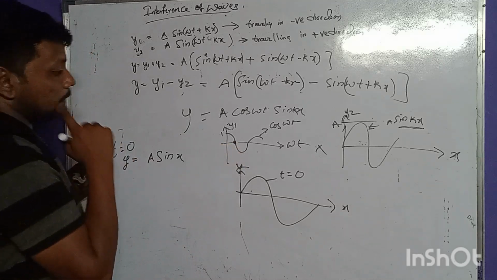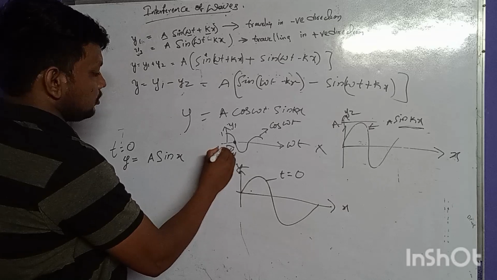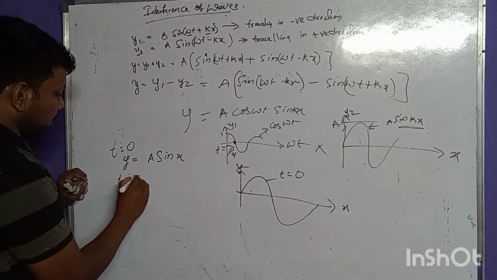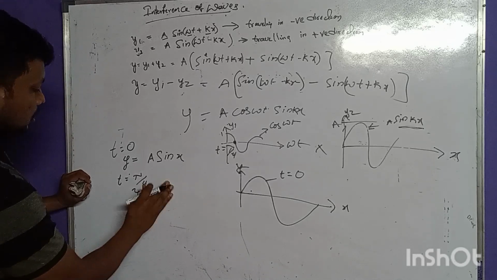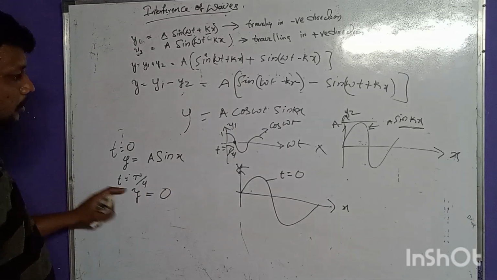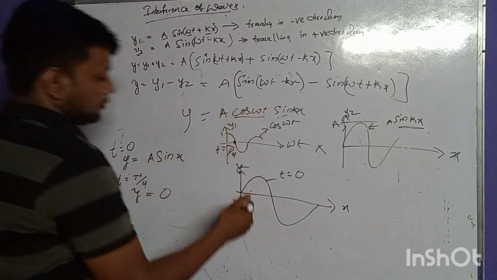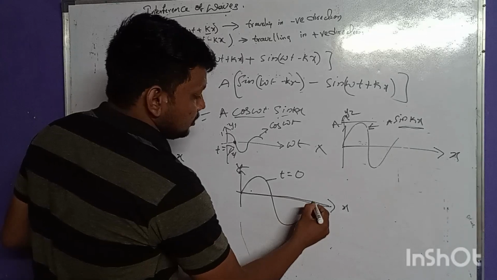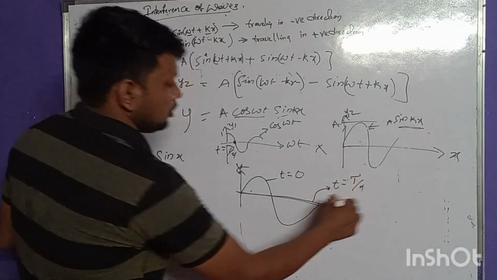Let's say this is t is equal to tau by 4. At t is equal to tau by 4, y is equal to 0. This is 0, and A into something 0, so the final output is 0. This waveform is at t is equal to tau by 4.